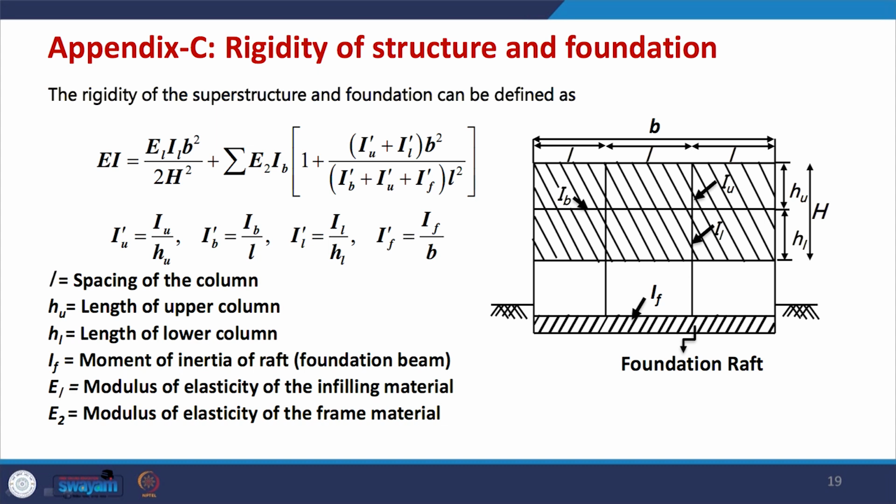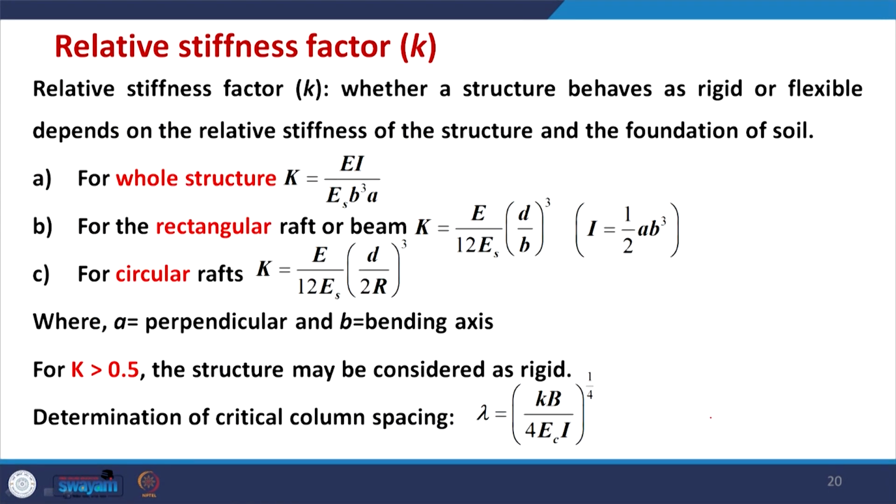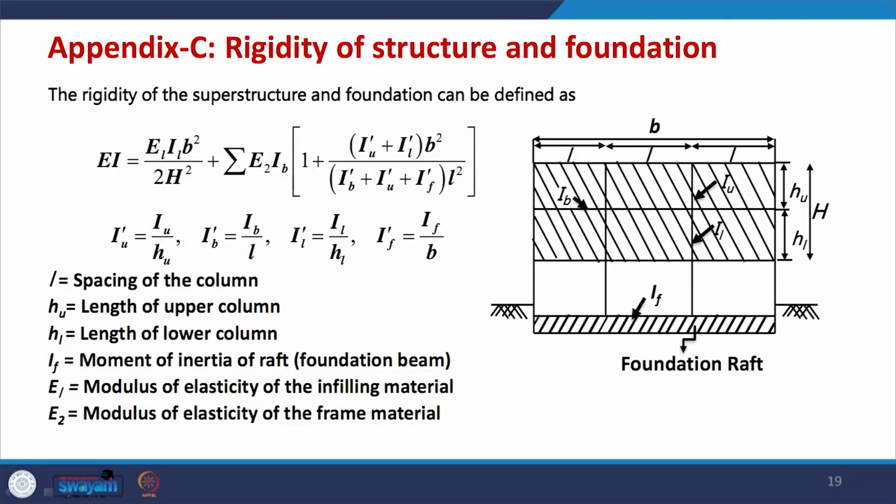So, you have the difference: HU is the given length of the upper column, and HL is the length of the lower column. On top is the ground level, and the raft is here. This is basically the elevation, and B is the distance which was also discussed here, between one end and the other in the longitudinal direction. HU and HL are already given in the figure.